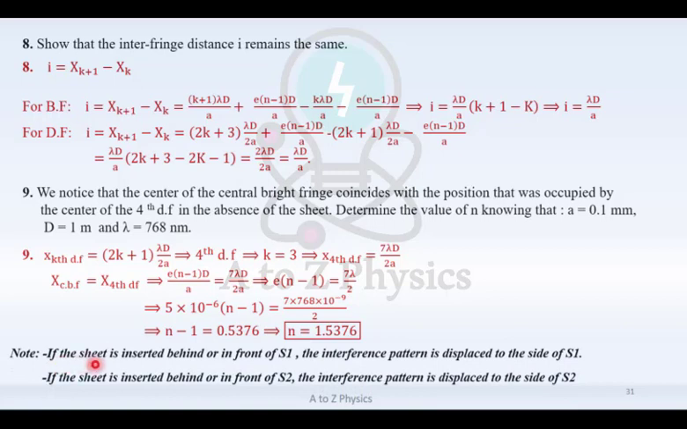Note, if the sheet is inserted behind or in front of S1, the interference pattern is displaced to the side of S1. While if the sheet is inserted behind or in front of S2, the interference pattern is displaced to the side of S2.